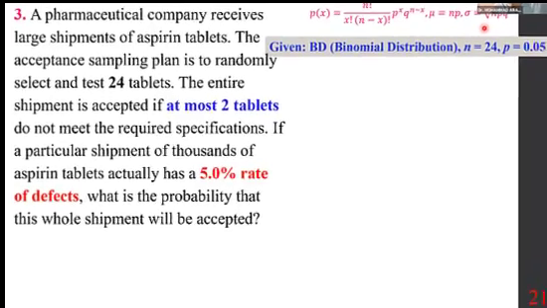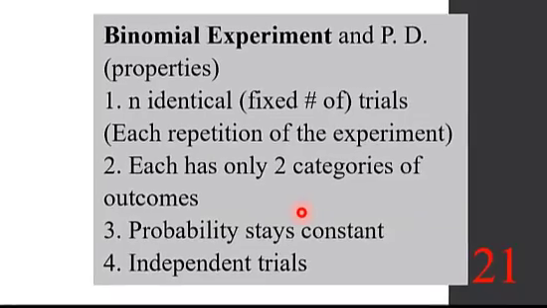So what is binomial distribution? Binomial experiment and its properties. 1, n identical fixed number of trials, each repetition of the experiment. 2, each has only 2 categories of outcomes. 3, probability stays constant. 4, independent trials. So those are the properties which make up binomial distributions. And what really stands out, 2 outcomes: heads and tails, yes and no, defective, not defective, things of that nature. And the independence is, of course, a huge part.